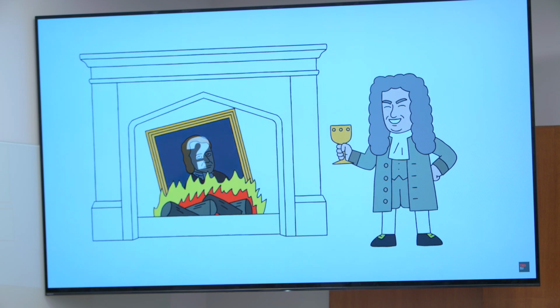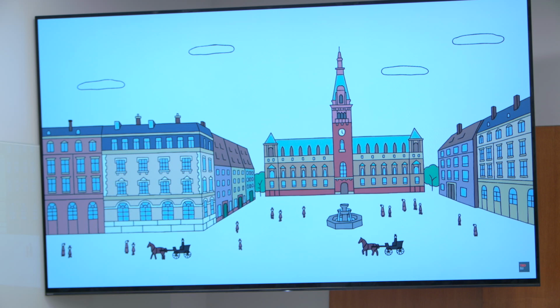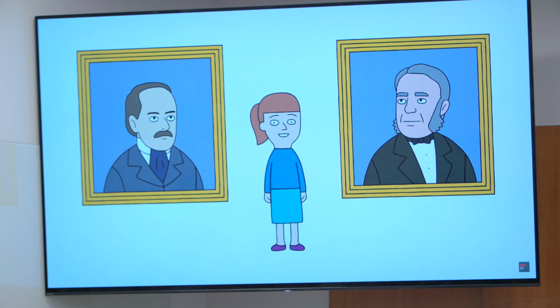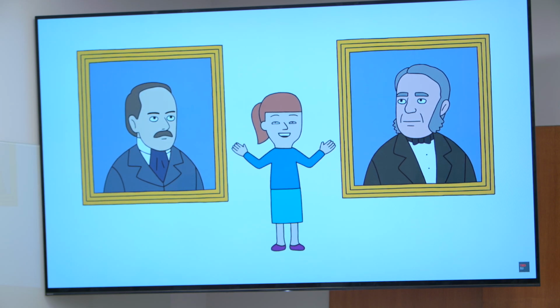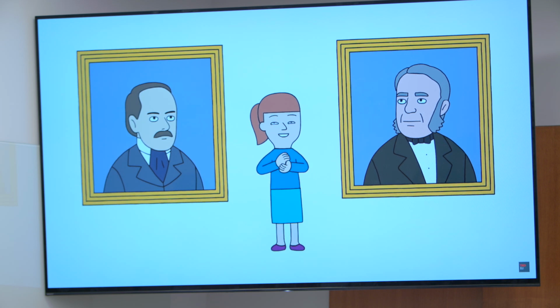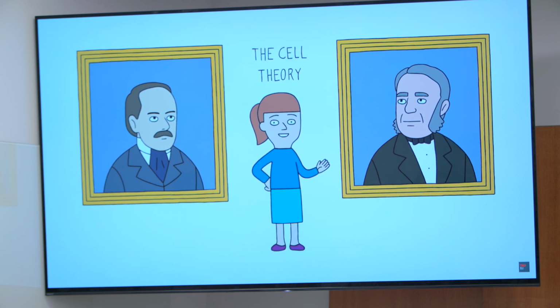His portrait, as sadly no one knows what Robert Hooke looked like. Fast forward to the 1800s, where two German scientists discovered something that today we might find rather obvious, but helped tie together what we now know as the cell theory.